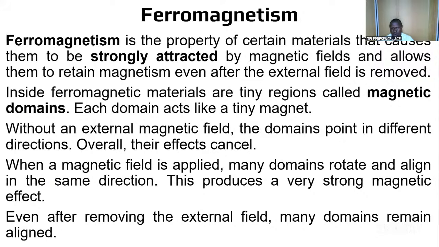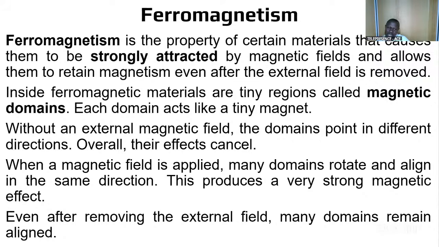So let's look at ferromagnetism. Ferromagnetism is the property of certain materials that causes them to be strongly attracted by a magnetic field and allows them to retain magnetism even after the external field is removed.